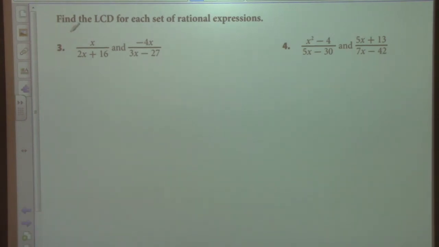In this exercise set, it says find the LCD for each set of rational expressions. Did we talk about why finding the LCD, what LCD stands for? Least common denominator. Thank you. Why is it helpful to know what the LCD is?